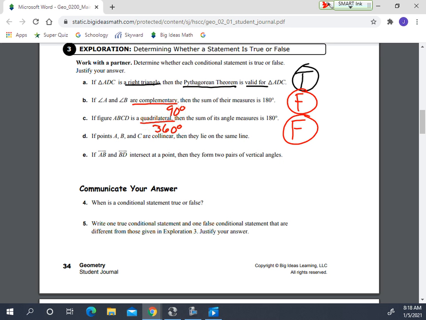Letter D, if points A, B, C are collinear, then they lie on the same line. What's the definition of collinear? Same line, right? Collinear, same line. True.